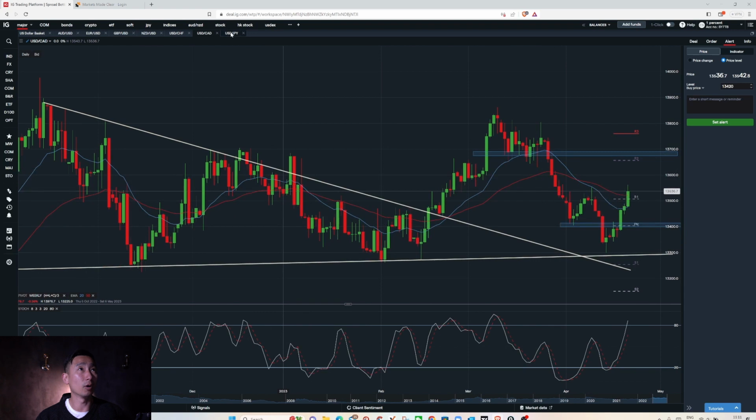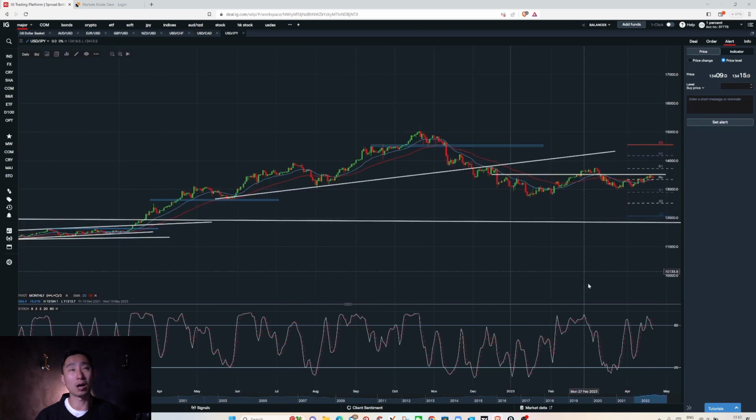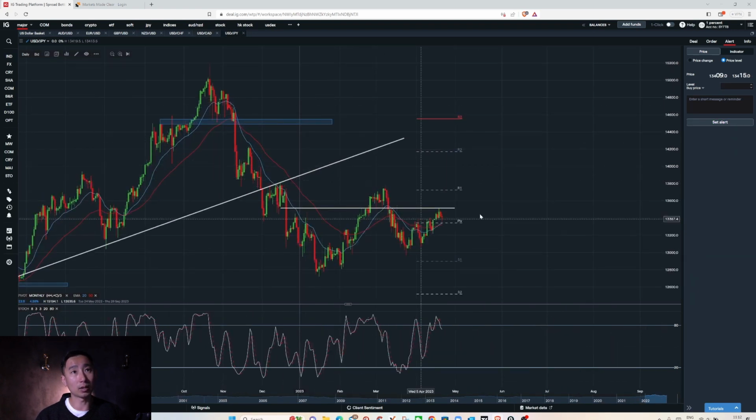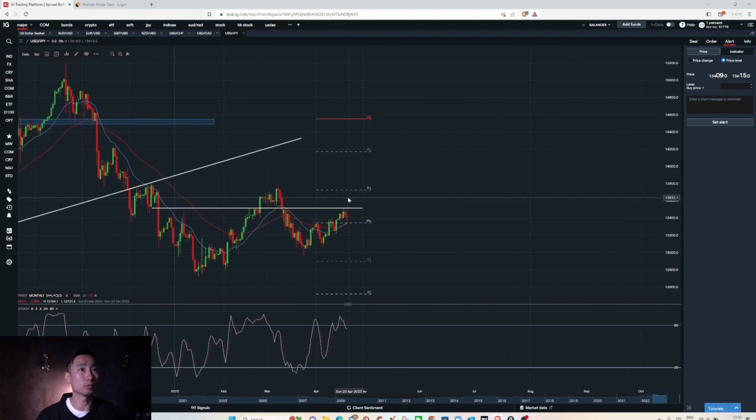For the rest of it, I will have a look at the dollar yen chart. This is a daily dollar yen chart. We do have a mini uptrend.